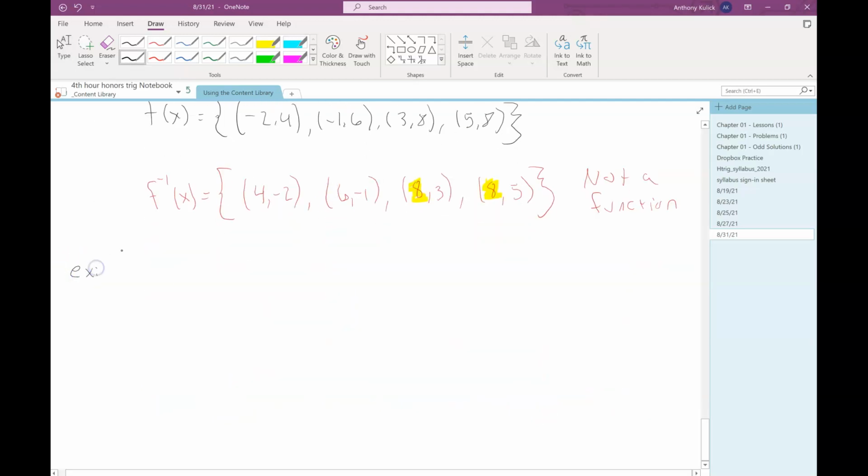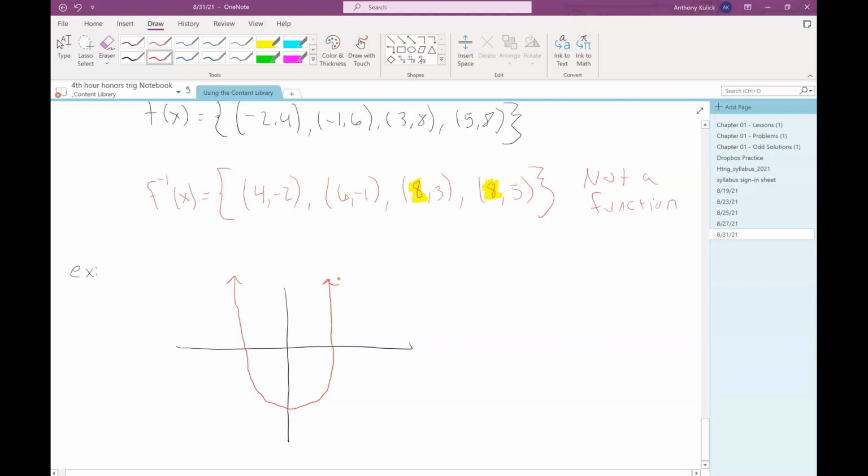What if we have a function represented by a graph? I can do a better job of drawing than that, can't I? Nope, apparently not. What if I want to generate an inverse from this? I'm going to try one more time to draw that a little bit neater. And marginally at best.